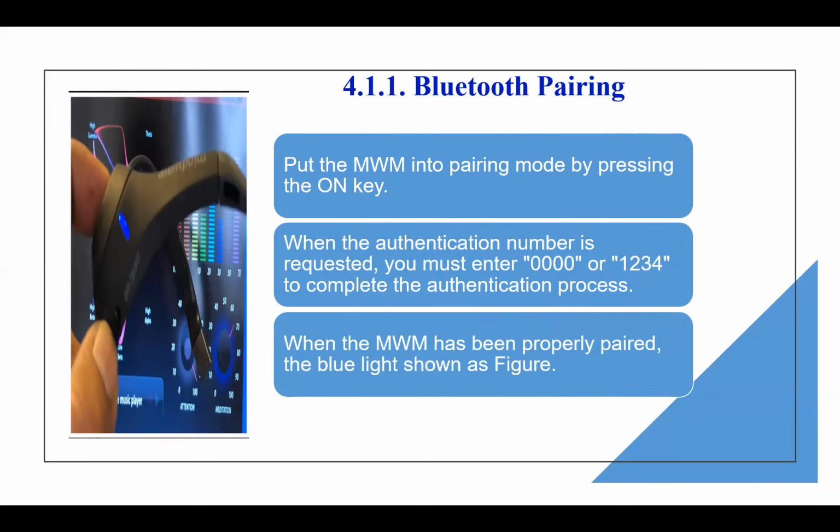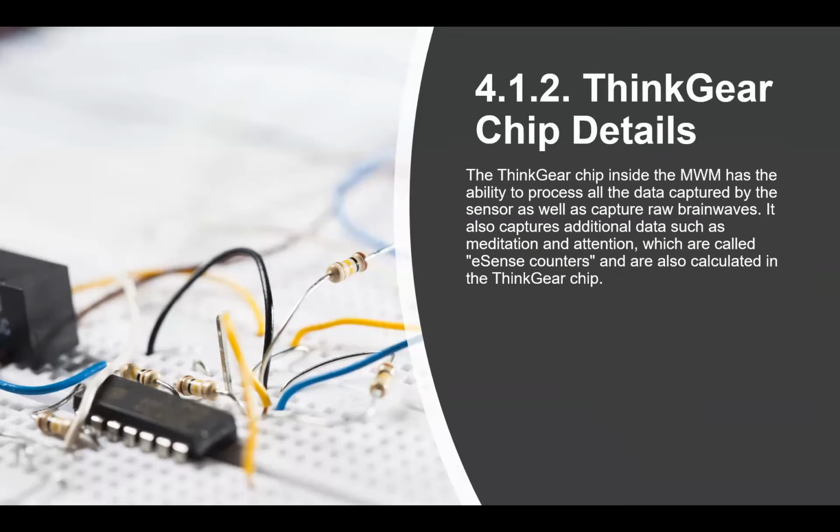Finger chip details. This is an important chip in the MWM. The finger chip inside the MWM has the ability to process all the data captured by the sensor as well as capture raw brain data. It also captures additional data such as meditation and attention, which are called eSense counters, and are also calculated in the finger chip. This chip makes my device different from other devices.